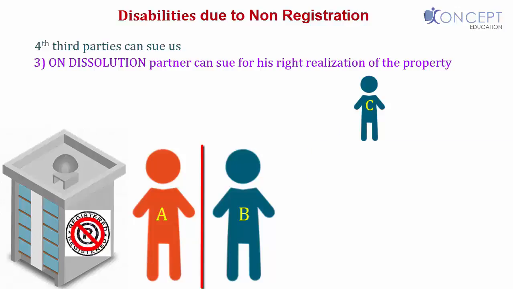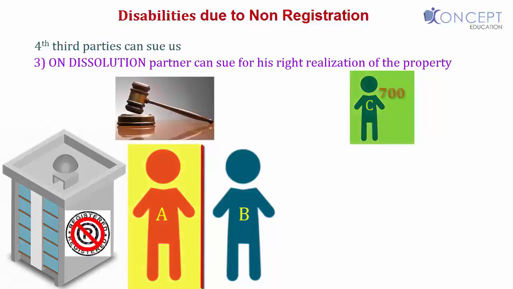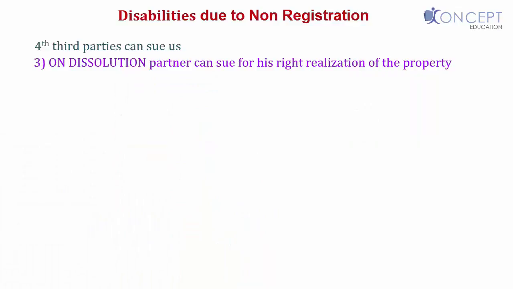But there is the exception. Because it is the time of the dissolution, a partner can sue for his right of realization of the property. And hence, during dissolution, Mr. A can sue C for the recovery of 700 rupees. Let's take the next example. This is a very interesting example.